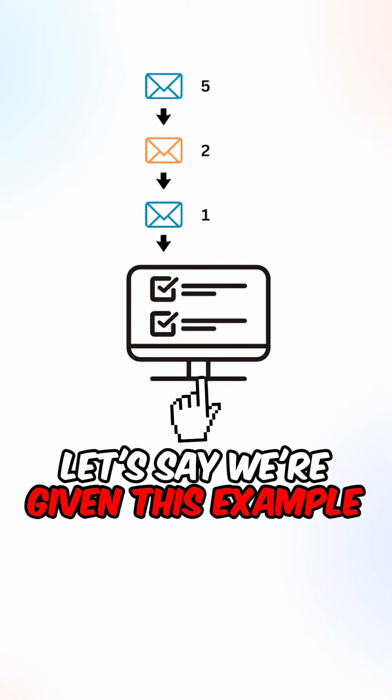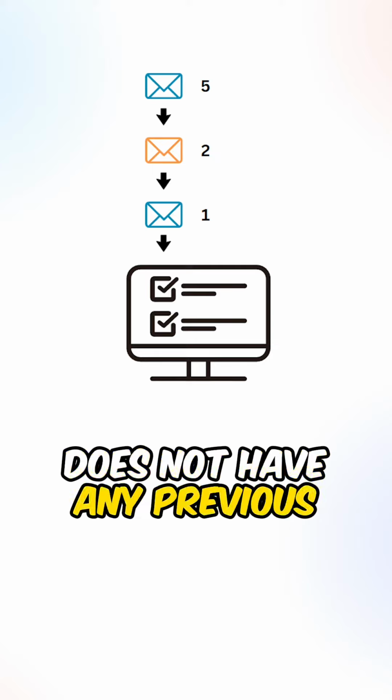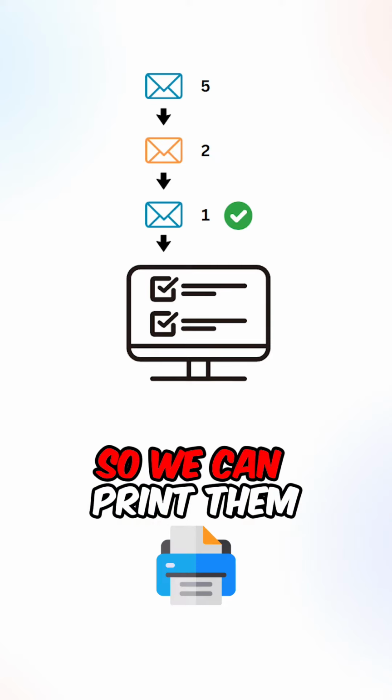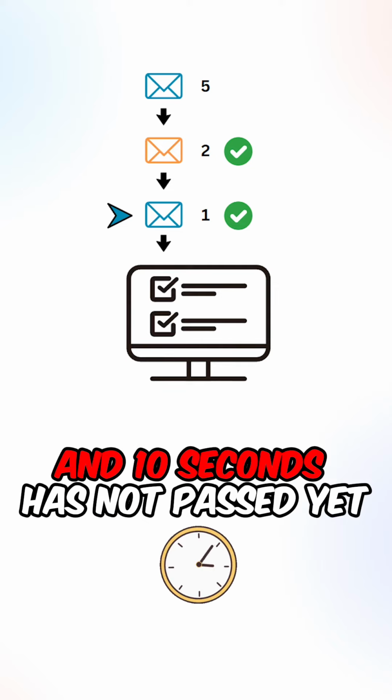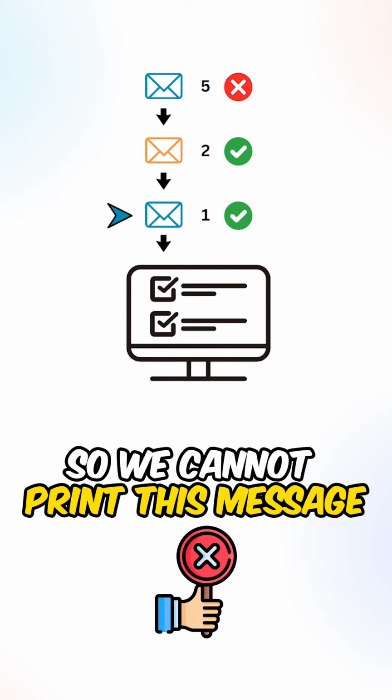Let's say we're given this example, the first and second message does not have any previous identical message, so we can print them. But for the third message, there's a previous identical message, and 10 seconds has not passed yet, so we cannot print this message.